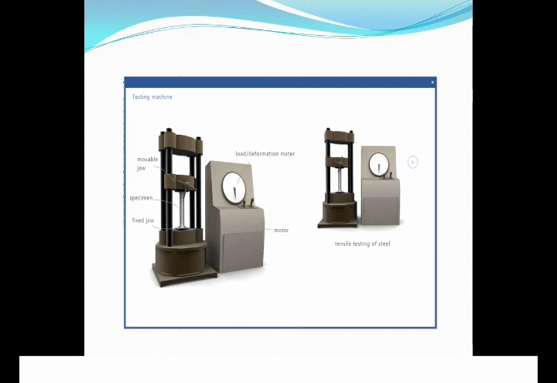Here we see a fixed jaw, the specimen, and a movable jaw. Two pillars are fixed, and two rods guide the movable jaw. We also see the motor and the hydraulic system, which applies the load gradually, and the load versus deformation meter shows the force. That is the tensile testing machine.